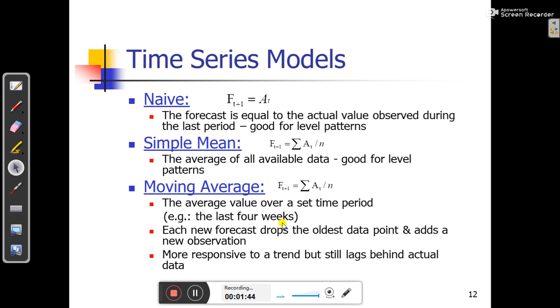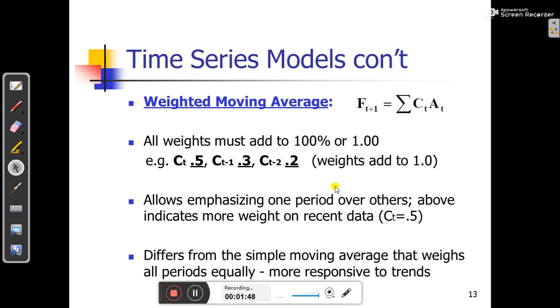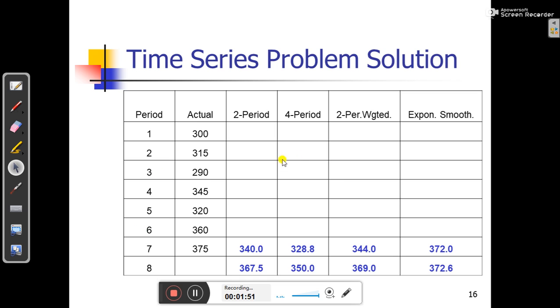The equation for moving average is this one. Actual values they have n. In this equation for the 2 period moving average, for the first period it will be directly 300 because there is no period before it. For the next one the moving average will be 300 plus 315 divided by 2. And then for the third period, what is the moving average? That is 315 plus 290 divided by 2.